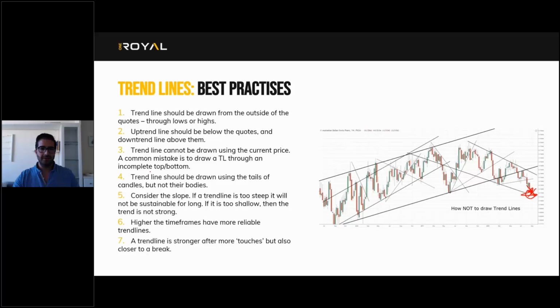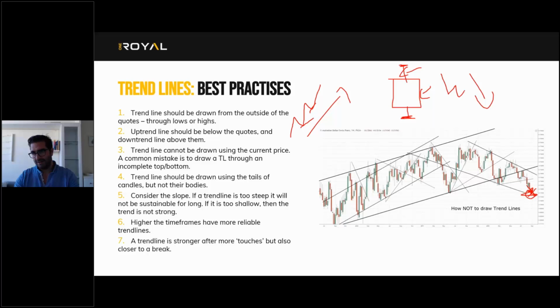This is a common mistake in technical analysis. Trend lines should be drawn using the tails, as we have mentioned, not the body. So I will redraw this. This is the body and this is the wick. Use the higher end of the wick or the lower end of the wick, depending on whether you are in an uptrend or a downtrend. Remember, when you are in an uptrend, you use the lows. When you are in a downtrend, you use the highs to draw the trend lines.